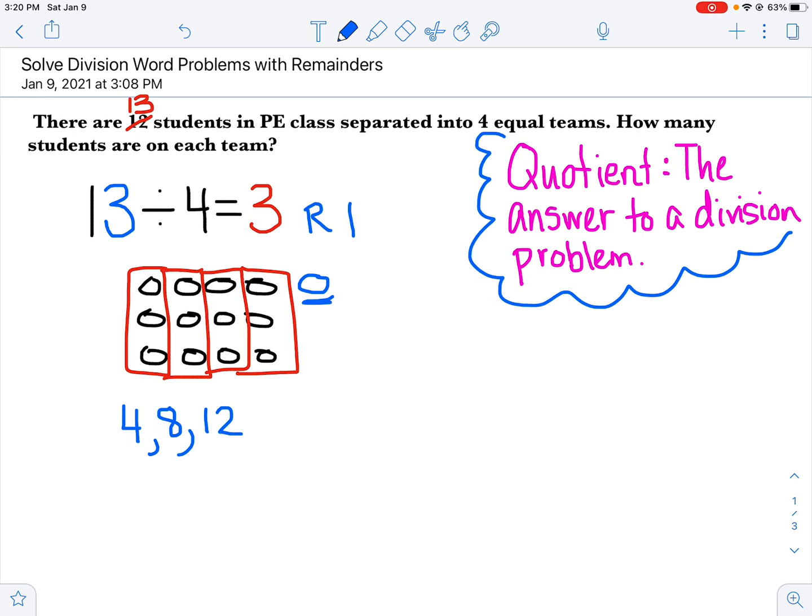So my quotient is going to be 3 because here I've got 3 skip counts with a remainder of 1 because from 12 up to 13 is going to give me 1 left over. Okay? And we wouldn't notate it like that, but just so you can see that you can do it as a skip counting as well. Let's take a look at another one.